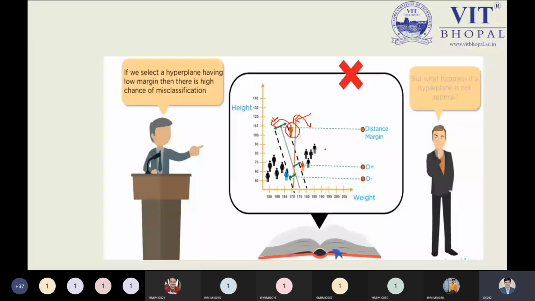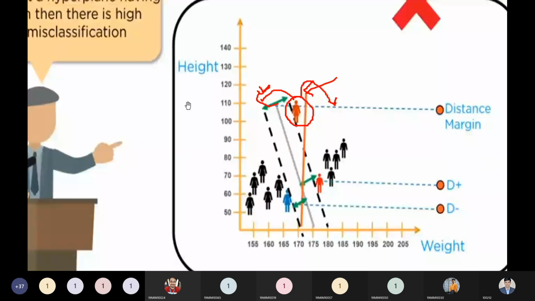If you select a hyperplane having a low margin, then there is a high chance of misclassification. With this kind of hyperplane, definitely we are doing misclassification. It means we are not categorizing our data in a proper way. So this hyperplane is not optimized. Just like we have seen on the slide, let me maximize the zoom mode, then you can understand. At that time, this hyperplane will not classify our data in an appropriate way, and that is a point we need to keep in mind.